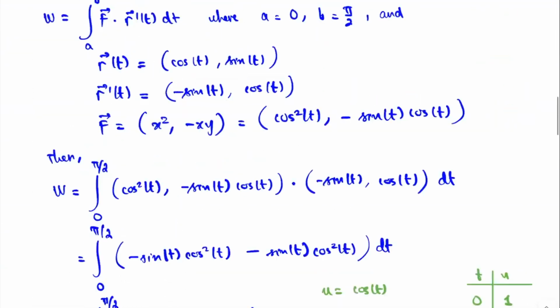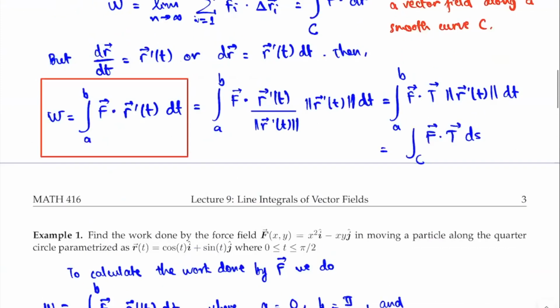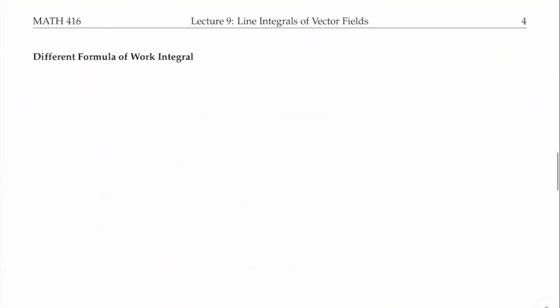So the formula that you see here can be described in different forms, depending on the context that we want to look at. So I want to derive those formulas here in the next page. So, different formulas for the work integral. All right. In this derivation, I'm going to show you in three dimensions, using a three-dimensional vector field.